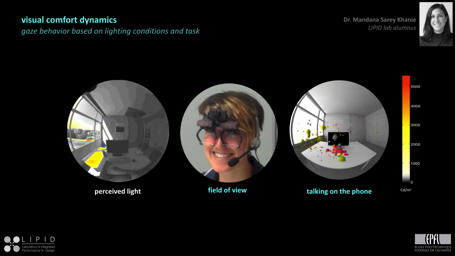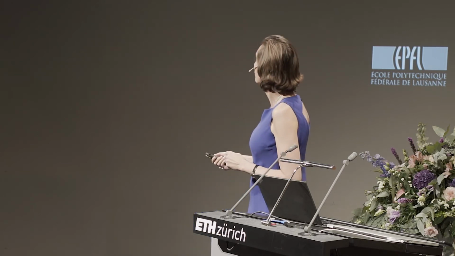What you may have noticed with all these distributions is there is a bias towards the left. And what happens in the left? There is a window. So what we noticed with these kinds of studies that were run by Mandana is that there tends to be an attraction towards brighter areas, window areas, unless they become so uncomfortable that you start to move away and want to avoid them.